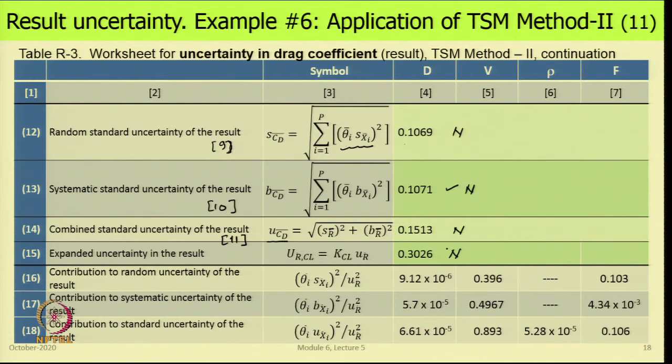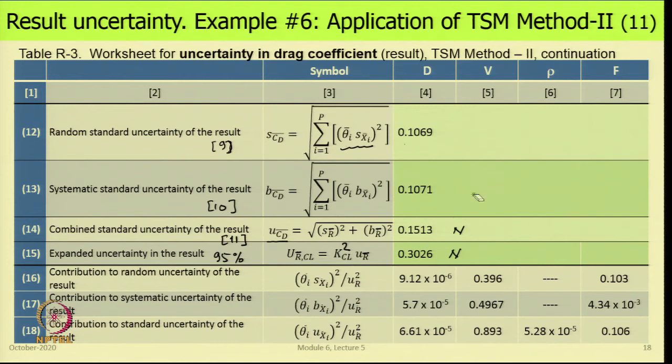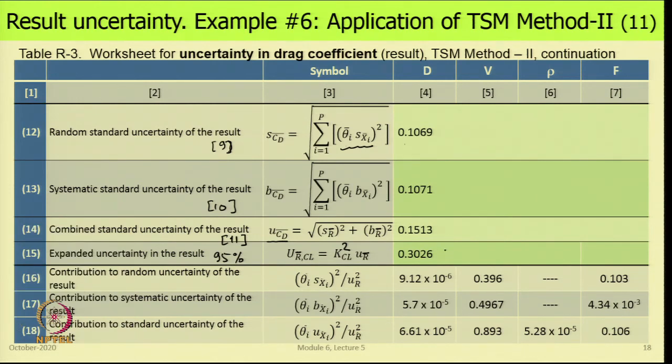Then we calculate the expanded uncertainty of the result, which is u r bar C L, and we will take it at 95% confidence level. So this K C L is 2 and we multiply this by 2 and we get this value. Sorry, this is drag coefficient, so this has no units. So these are the two things we got.